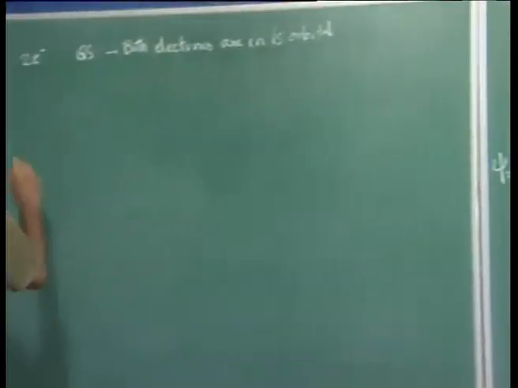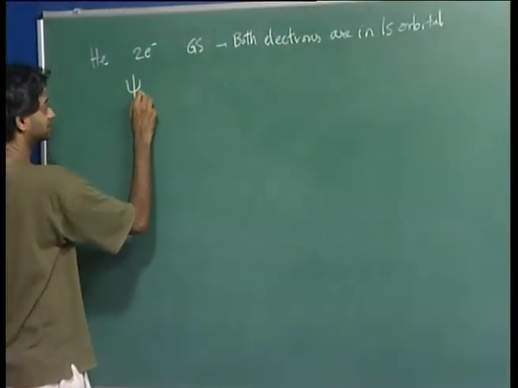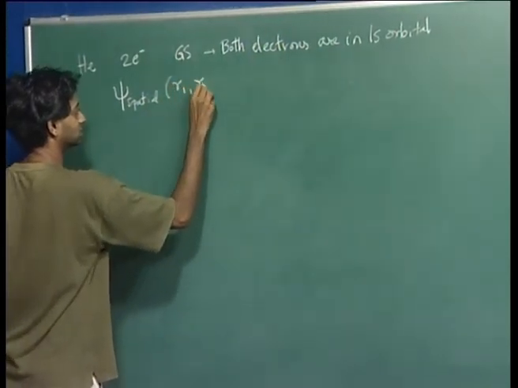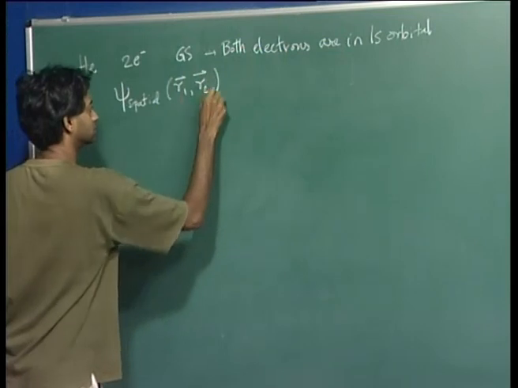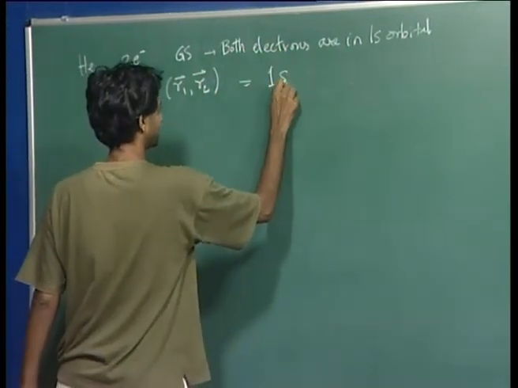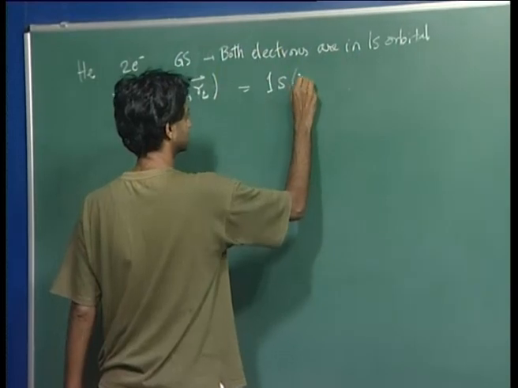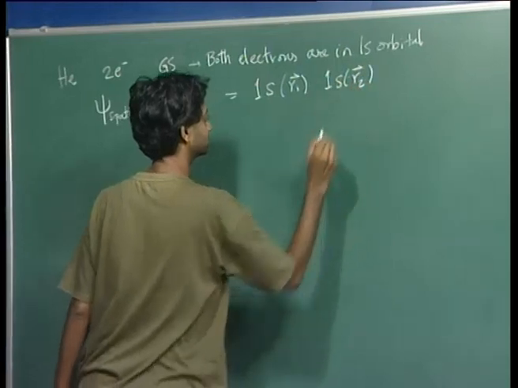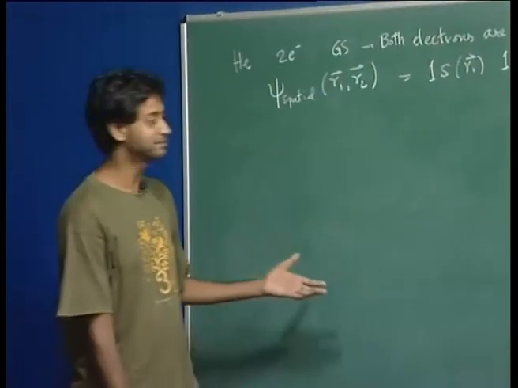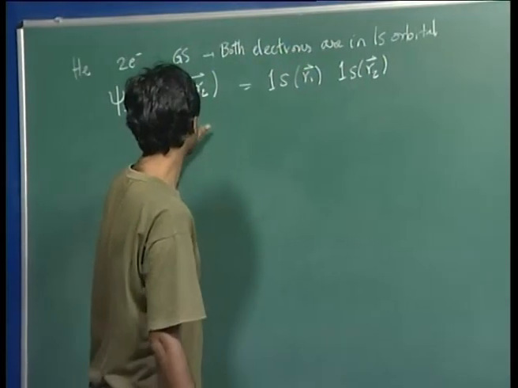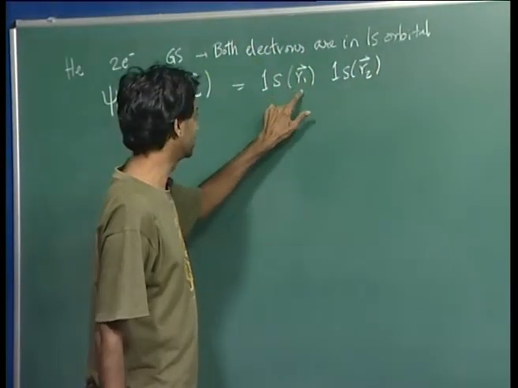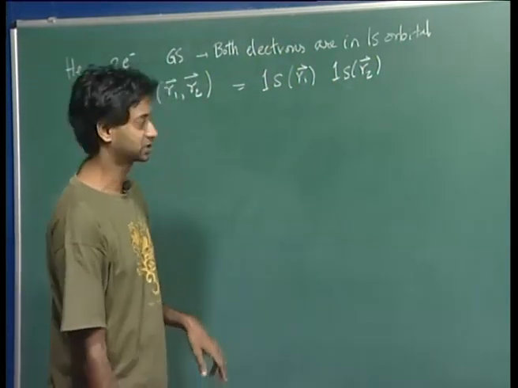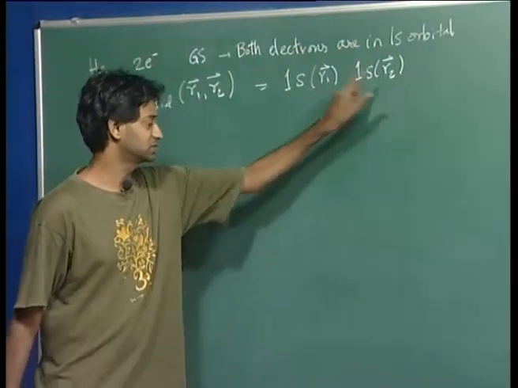So the spatial orbital, so you can write psi spatial of R1 R2 is equal to 1s of R1 times 1s of R2. Okay, so the spatial parts are the same, and since each electron is in the 1s orbital, the wave function in the orbital approximation can be written as a product of wave functions. This is 1s for R1, this is 1s for R2.